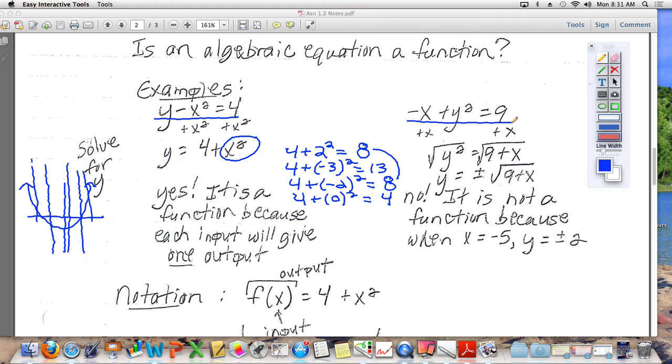Negative x plus y squared equals 9. And solve for y. You always have to solve for y because what you're doing is deciding whether or not it is a function. Remember earlier I talked about f of x is equal to y. So whenever you see a y, that's what you need to solve for. You're trying to figure out whether or not it is in fact an f of x. In other words, a function.